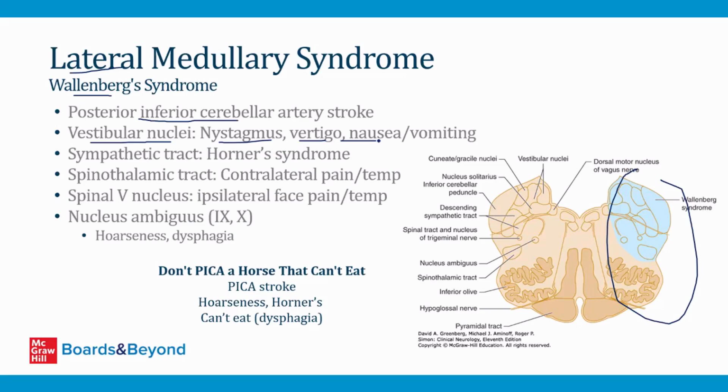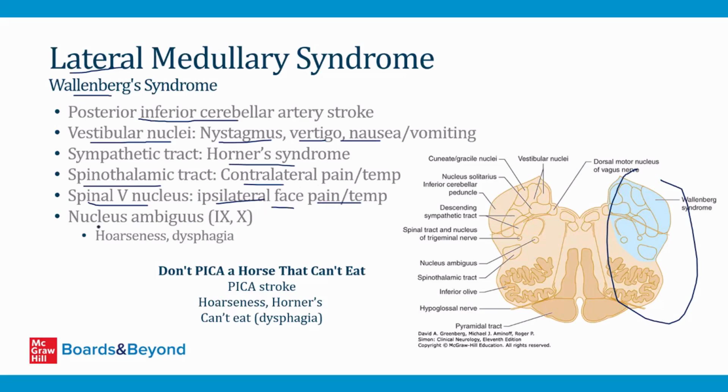You also have damage to sympathetic tract fibers. This can lead to Horner syndrome on the same side as the stroke. The spinothalamic tract is damaged, so this causes loss of pain and temperature sensation on the opposite side of the body from the stroke. There can be damage to the spinal nucleus of cranial nerve 5. This is like the spinothalamic tract of the face. So this will cause ipsilateral, same side as the stroke, loss of pain and temperature sensation to the face.